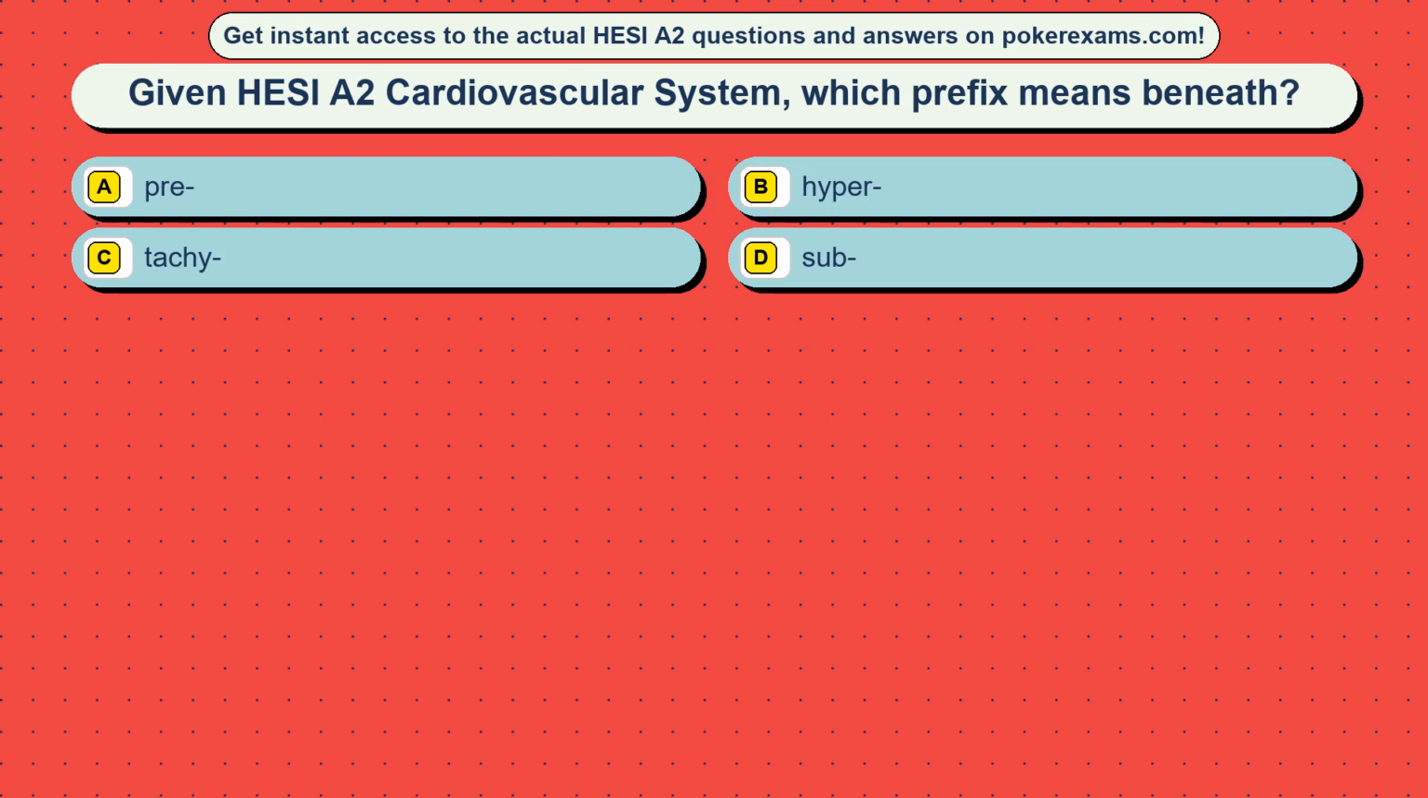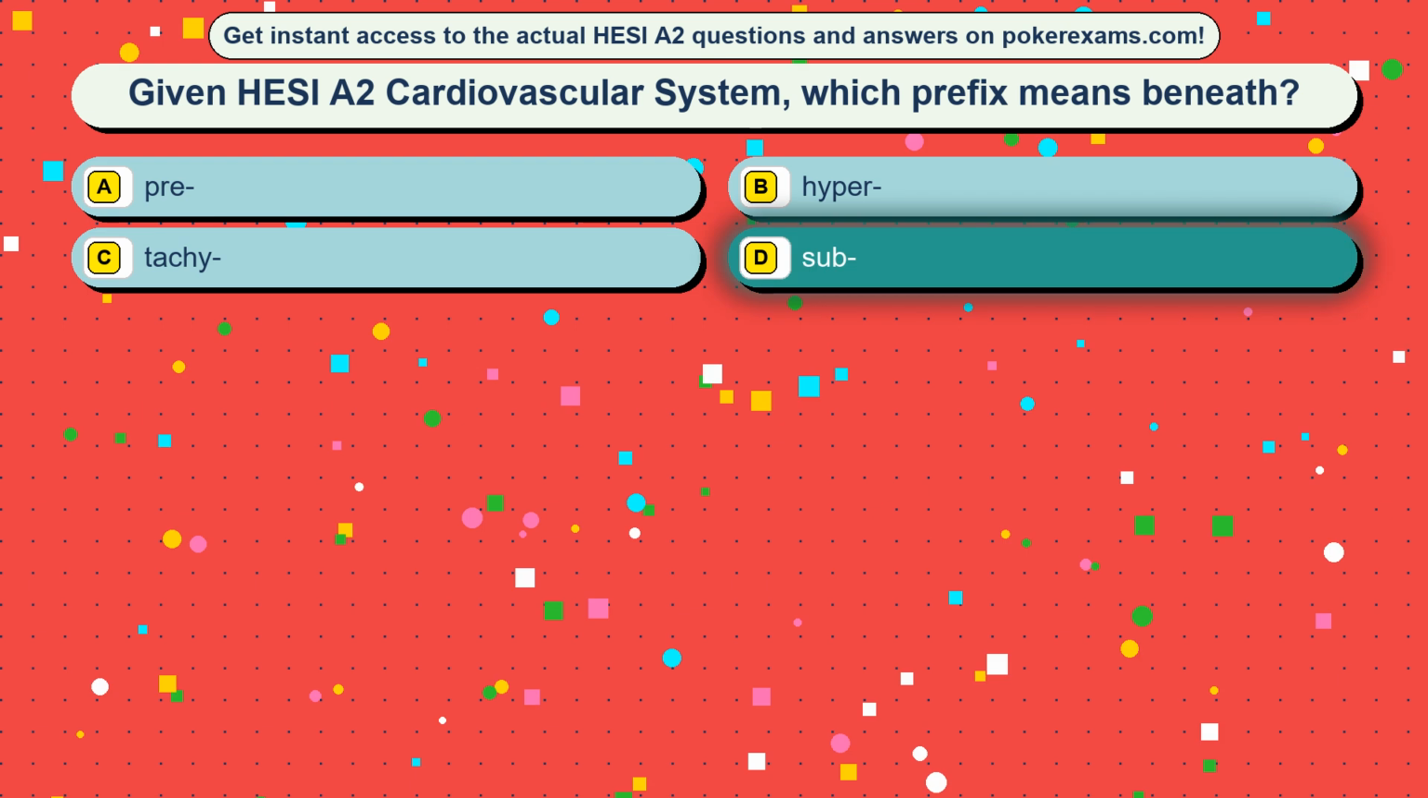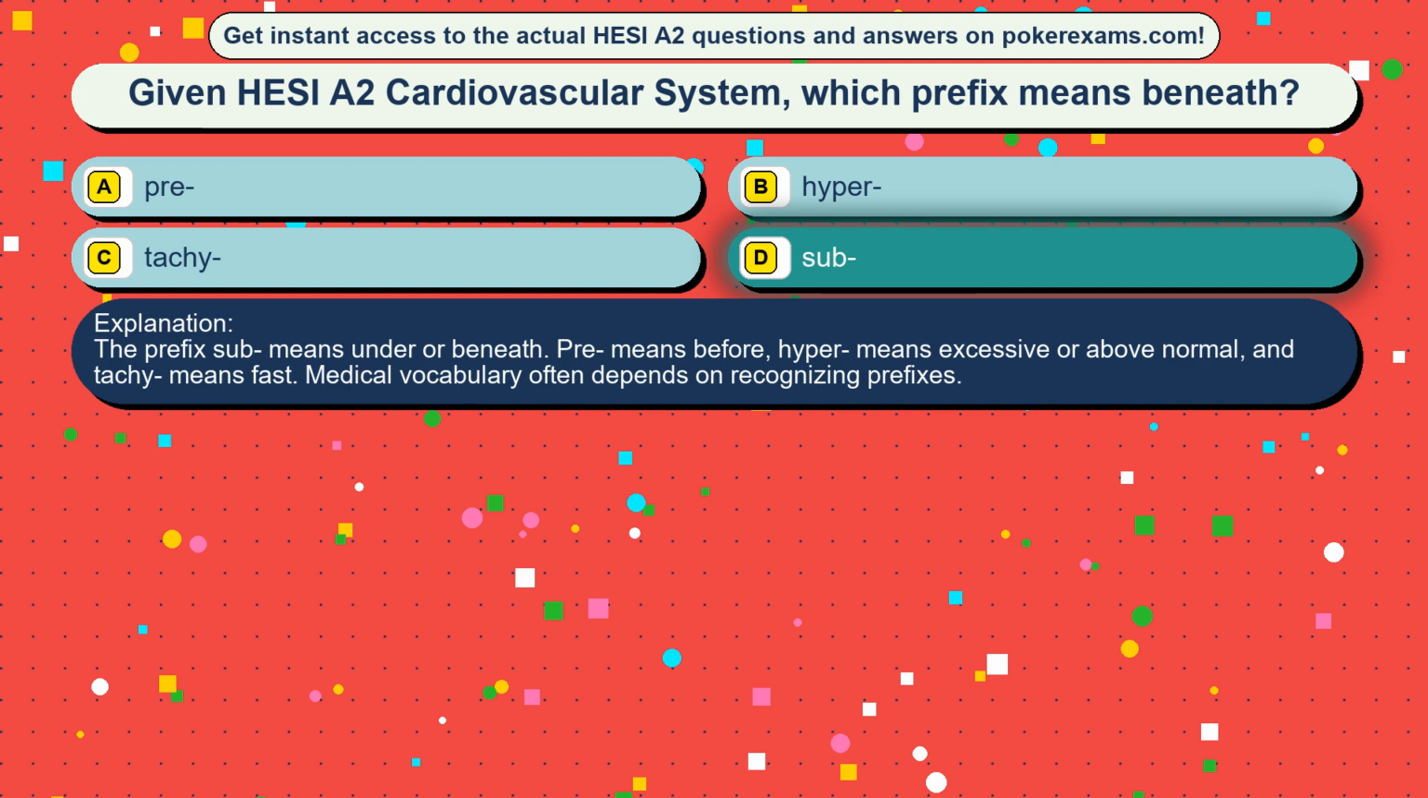Question 38. Given HESI A2 cardiovascular system, which prefix means beneath? Option A, pre, option B, hyper, option C, tachy, option D, sub. The correct answer is option D, sub. The prefix sub means under or beneath. Pre means before, hyper means excessive or above normal, and tachy means fast. Medical vocabulary often depends on recognizing prefixes.